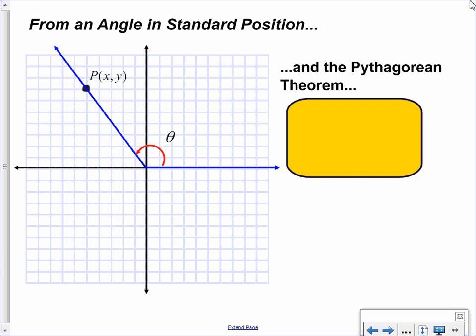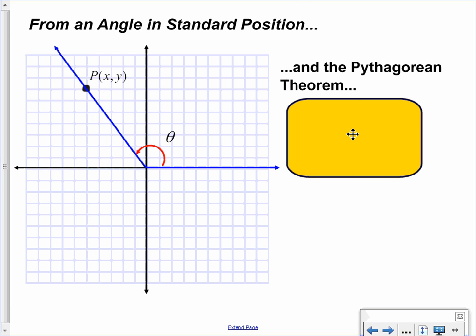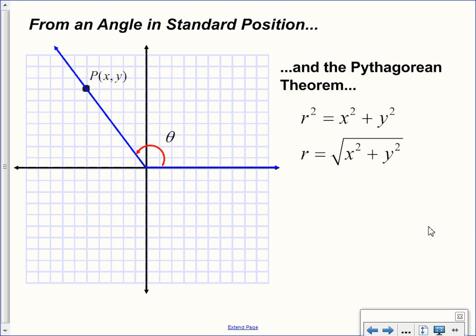Because of the Pythagorean theorem, we can now describe this triangle. So really quick, okay?